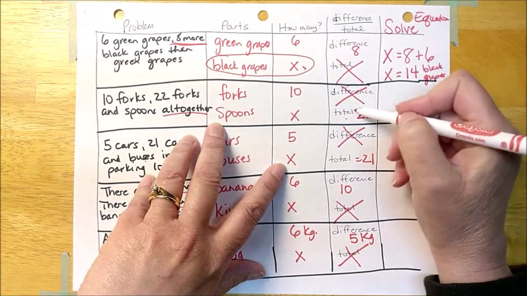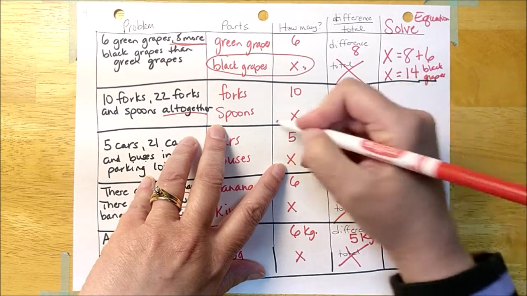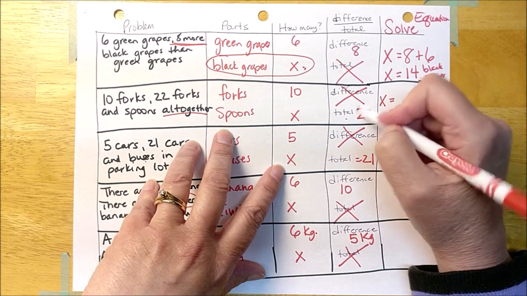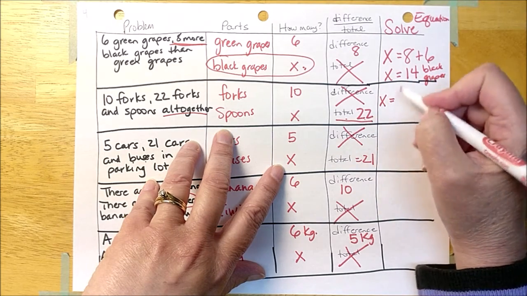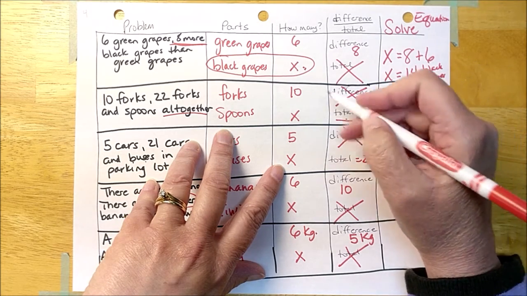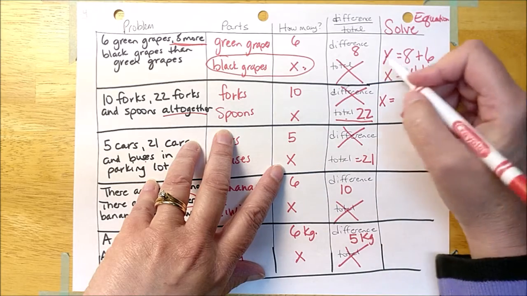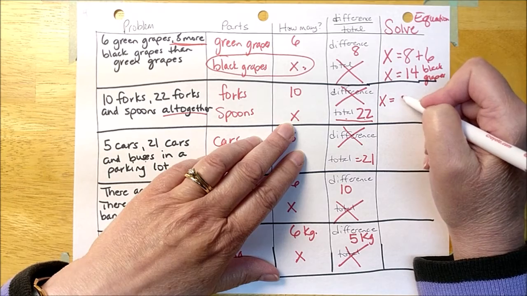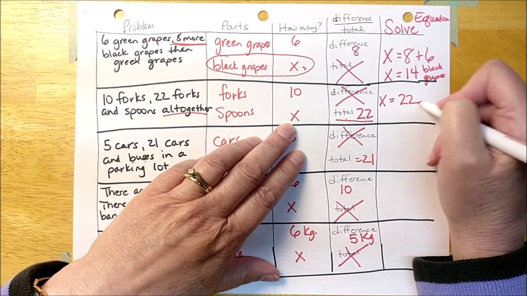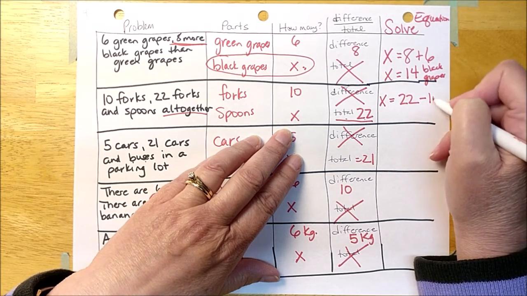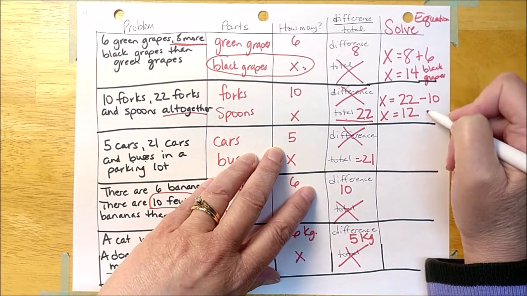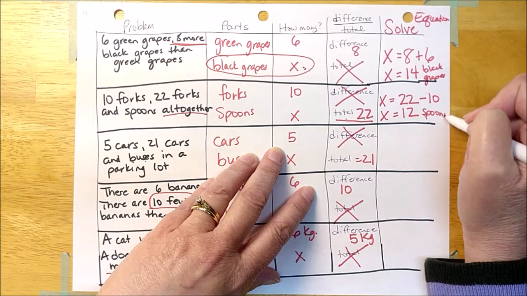Okay, so here I have a total. I need to know how many spoons I have. So I have the total. So the total was the top number, so that means I have to add those 2 together, but I can't do that because that's an x. So that means I'm going to have to subtract. I have a total of 22, and I'm going to subtract 10, which tells me I'm going to have 12 spoons.